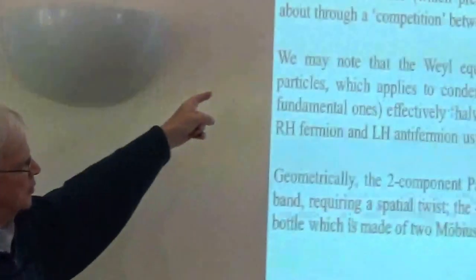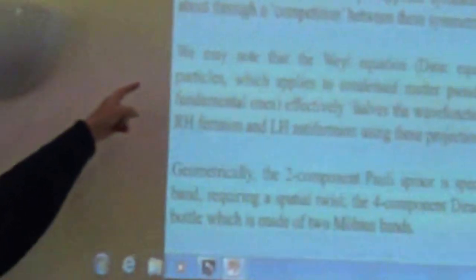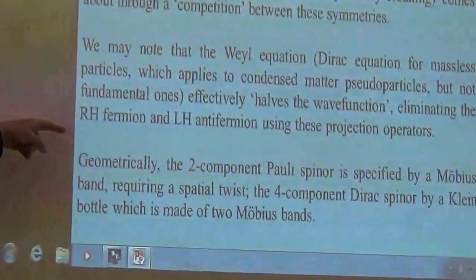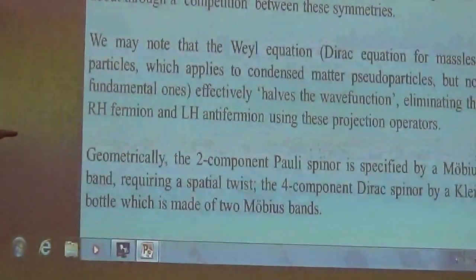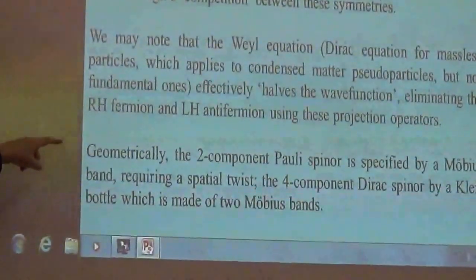The Weyl equation, the Dirac equation for massless particles, has recently been claimed for condensed matter pseudo-particles that are said to be Weyl particles, and it effectively halves the wave function. I think it's something that Lou is interested in here. It eliminates the right-handed fermion, leaving the left-handed fermion.